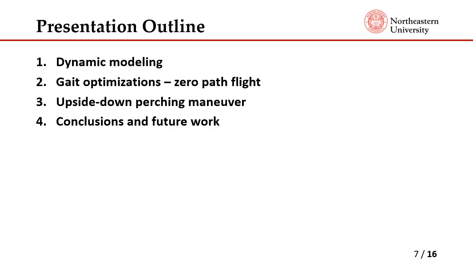So here's a quick outline of our presentation. We'll briefly cover dynamic modeling, which will be very brief because the full derivations can be seen in the paper itself. And then we're going to move into the gait optimization, which is an open loop gait design that we do to find the zero path flight and upside down perching maneuver. And then we'll finish with conclusion and future works.